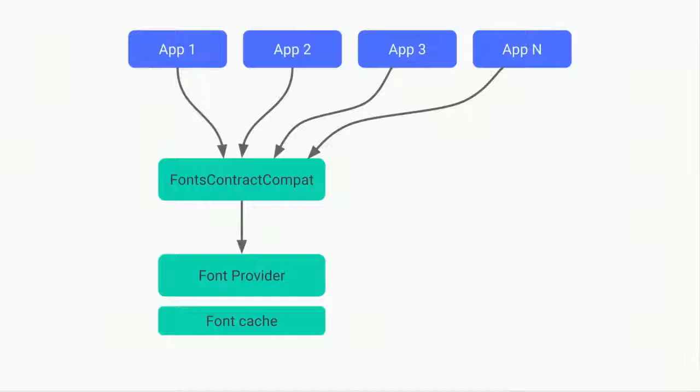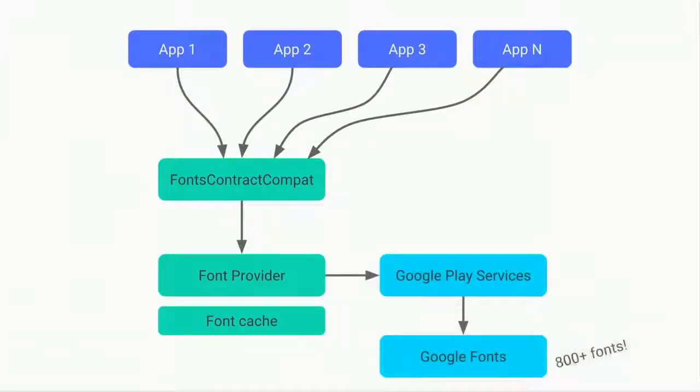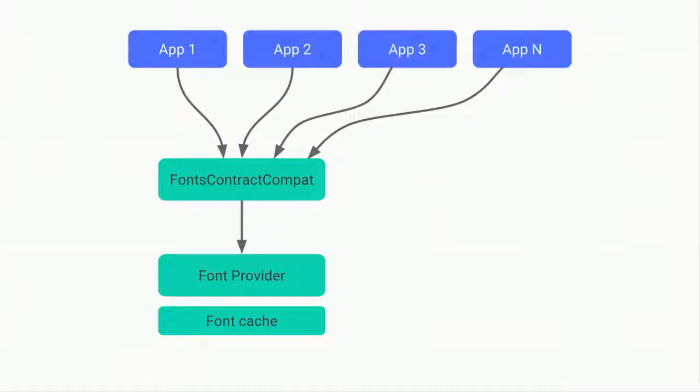The way this works is all apps can access a font provider via the Fonts Contract Compat APIs. This means that you all have one entry point into the font provider. The benefits of this is we have one copy of the font. We only have one copy of the font in memory, saving memory for the user. We have one copy on the device, so that you don't have to bundle it in your APK, and we're only downloading it once from the network.